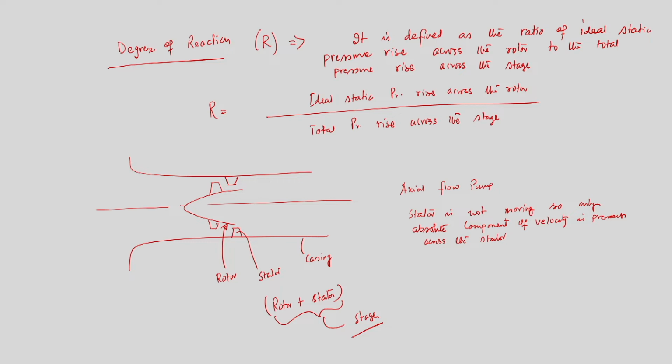So, this is one stage, single stage. I have one rotor and a stator which is hanging from the casing. So, this is a single stage machine. This rotor plus stator combined is called a stage. The stator is not moving, so only the absolute component of velocity is present across the stator.